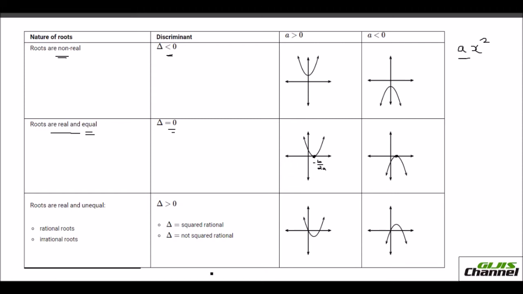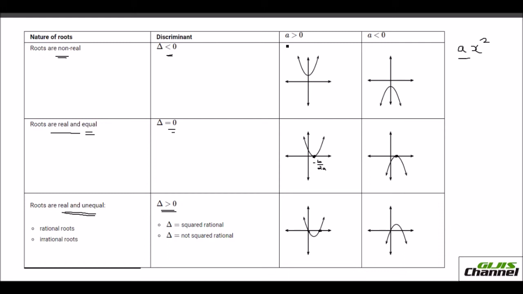Then the third is real and unequal, right? So you have real roots, but two different answers, two different roots. That is when your delta is greater than 0. So at that time you see that the graph touches the x-axis at two different points. One over here and another over here.